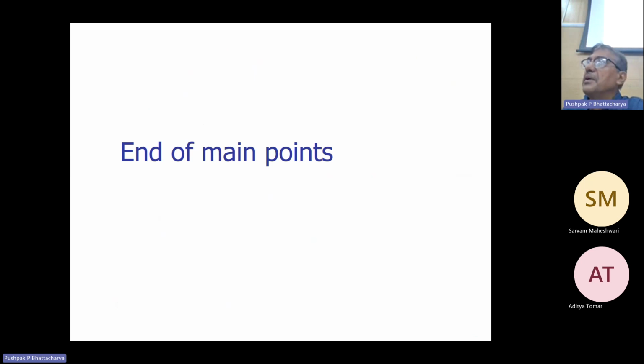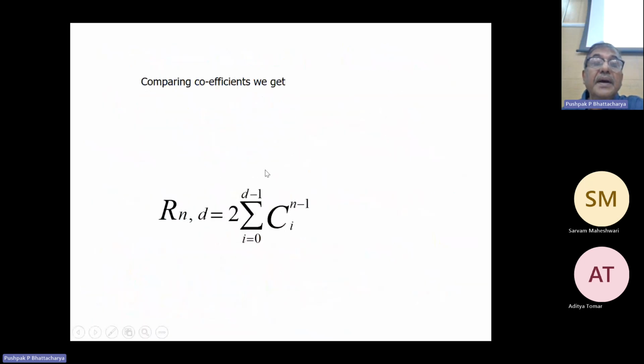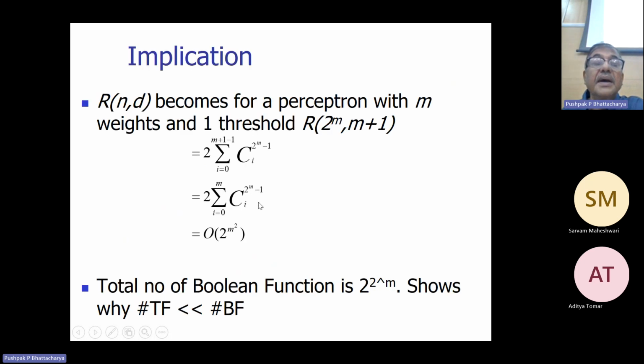Any question on what was done in the last week? Remember, you had to derive that RND is indeed equal to this expression. You also had to derive that for an m input neuron, RND is order 2 to the m square. You had to derive this. Please do that.